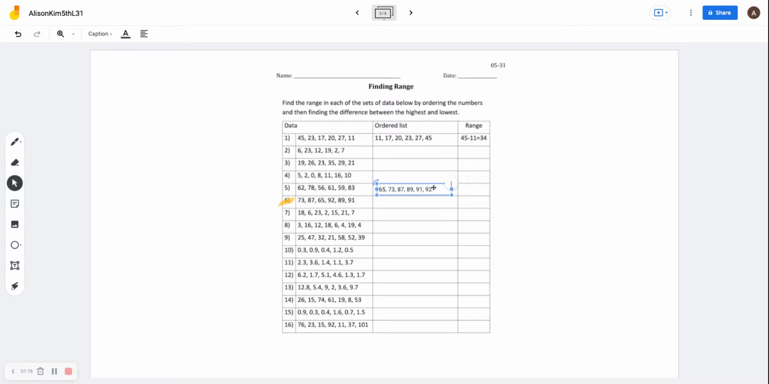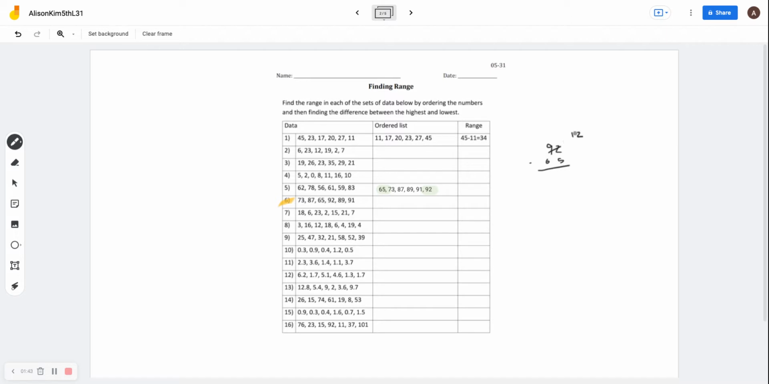So now that we have it in order, it's easier to see which one is the largest, right? So let's see, 92 is the largest, and then the smallest will be 65. So now that we have the largest and the smallest, we're just going to subtract them like we do here. So it'll be 92 minus 65.